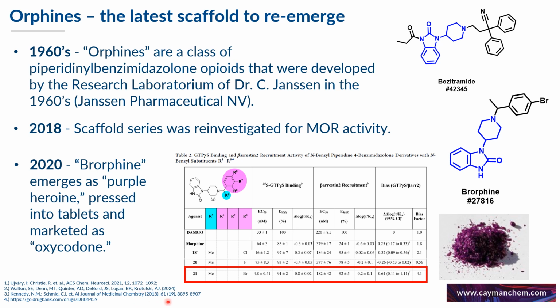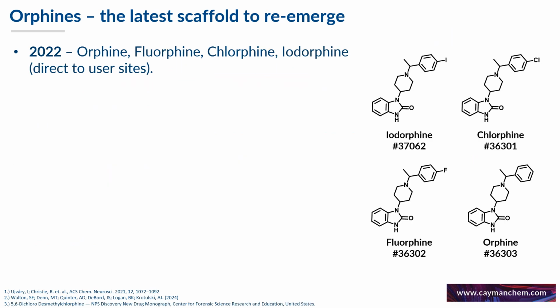In the medicinal chemistry paper here, you'll also notice that in addition to the brorphine analog, there's also the chloro and fluoro analogs as well. Those analogs began to emerge on direct-to-user sites in 2022. Their naming appears to be based on brorphine, where they swap out the bromine for an iodine to create iodorphine, a chlorine to create chlorphine, a fluorine to create fluorphine, and omitting the bromine altogether to create the scaffold name orphine.